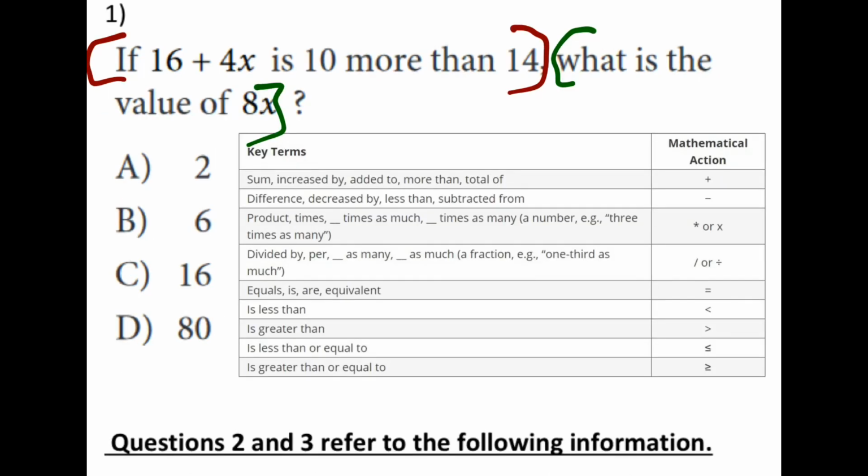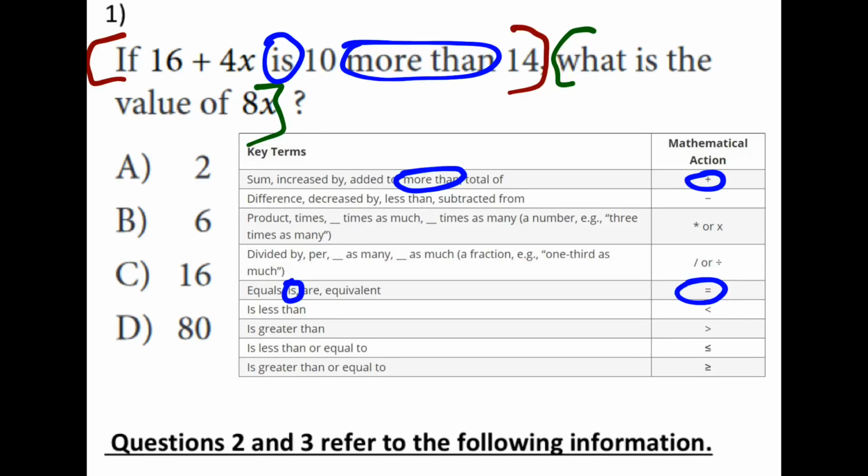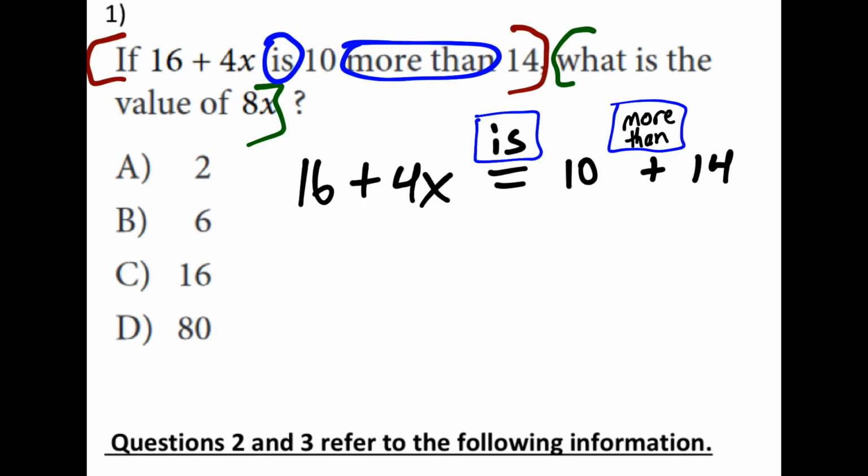So this is a chart from prepscholar.com, and it shows a bunch of key terms and what the mathematical actions are. For example, we see the word is, and that pretty much means the same thing as equals. And we see the words more than, which pretty much means plus. You should be familiar with many of the terms in this table. So to translate this into an equation, we replace is with an equal sign, we replace more than with plus, and then we would solve.